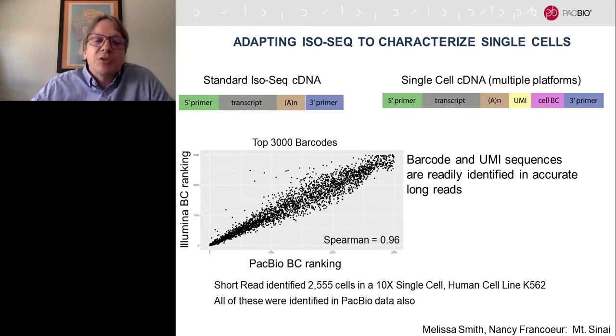And so this plot shows you that on the x-axis is where we rank all the barcodes in a single cell sequencing run that came from the 10x platform with the human cell line K562 in conjunction with Mount Sinai. And then on the y-axis is showing the Illumina barcode rankings. And so we identified 2,555 cells that were sort of thought of as the cells of interest, so had enough reads in the 10x data on Illumina. And we found all of these exact same barcodes in the PacBio data as well.